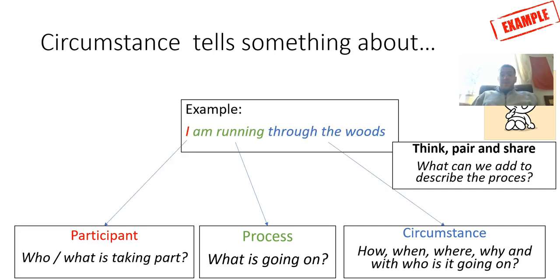So my example says, I am running through the woods. Through the woods says something about the process. It tells us something about where the process is happening. It's happening in the woods because I am running through the woods. So through the woods describes the place where the process is happening. So this is just a basic example of how we can color sentences in English.